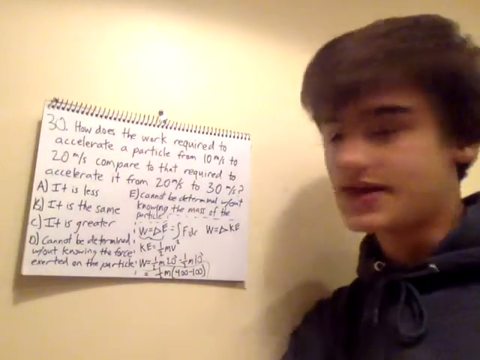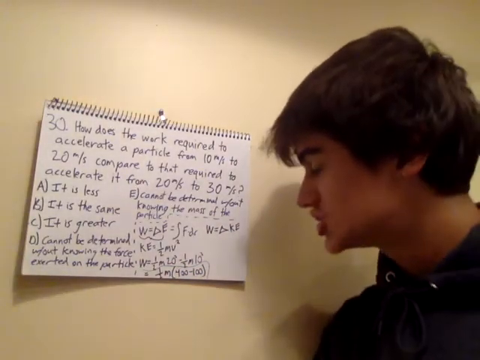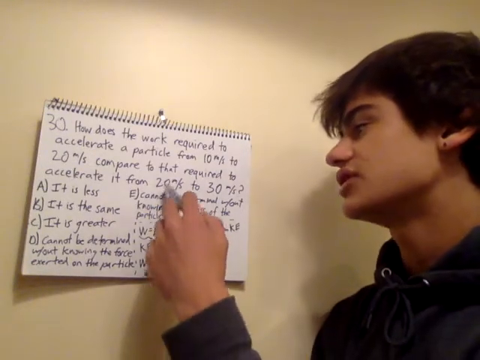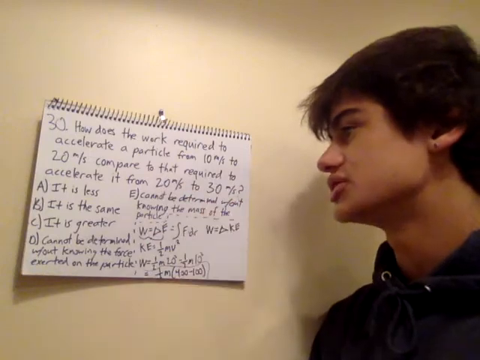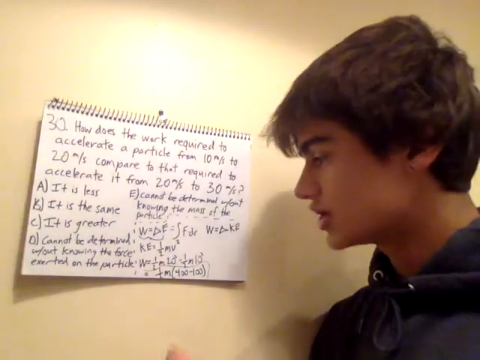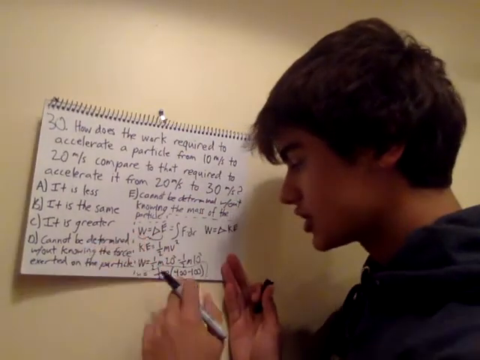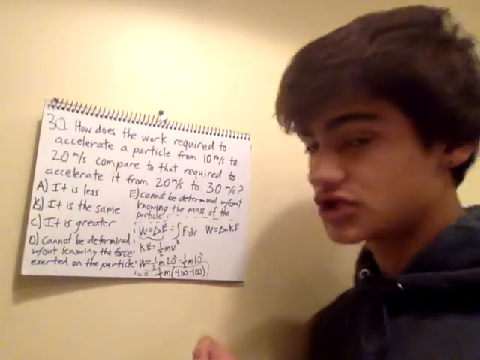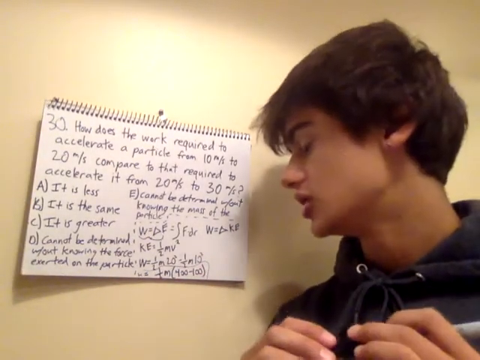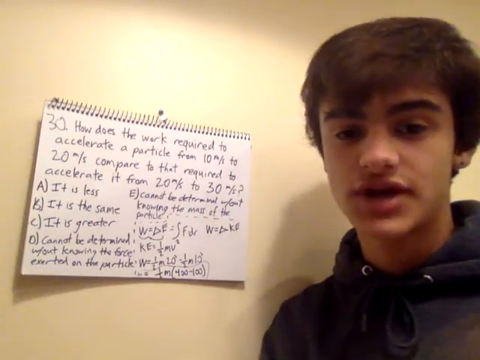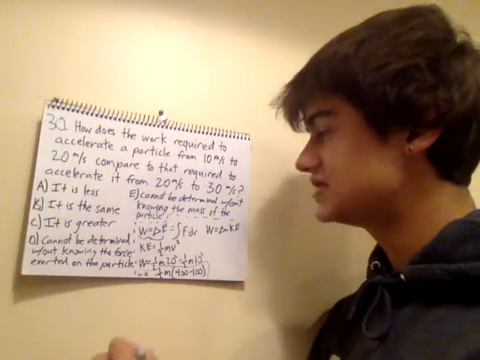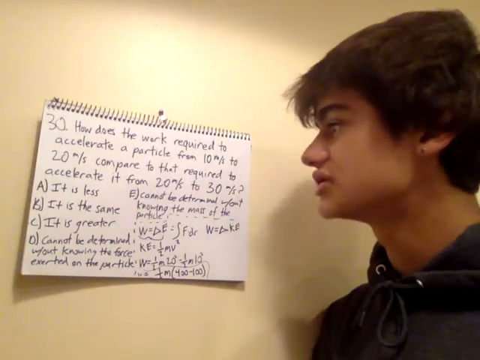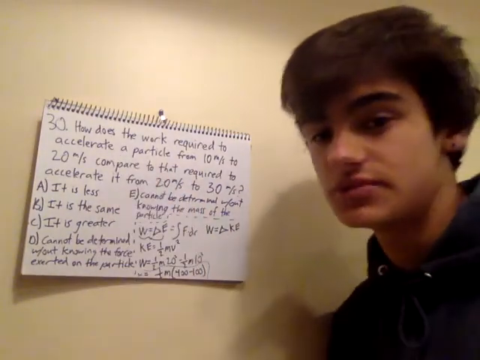And we're going to compare that to the change in kinetic energy, or the work, to accelerate it from 20 meters per second to 30 meters per second. So this is our quantity for the work. We can simplify this obviously to 1/2 m times 300, and then to 150 m. So that's going to be our final answer for this. 150 m is the work required to accelerate the particle from 10 meters per second to 20 meters per second.